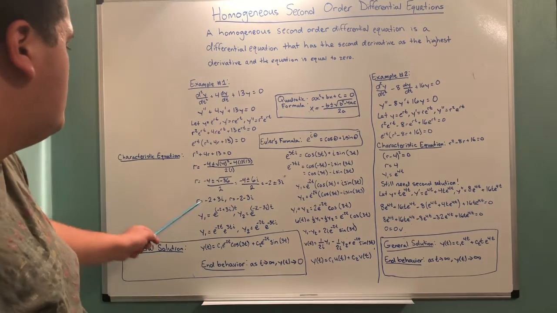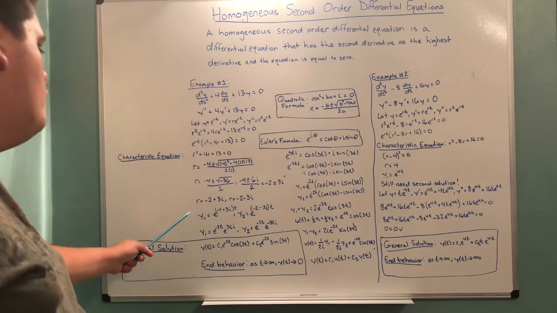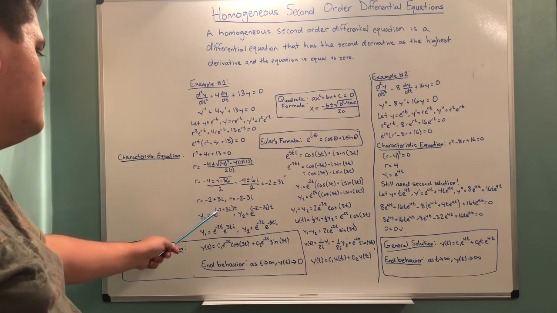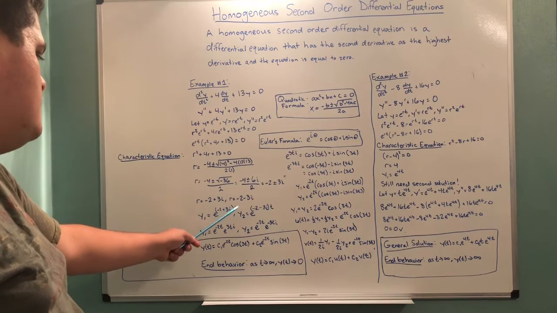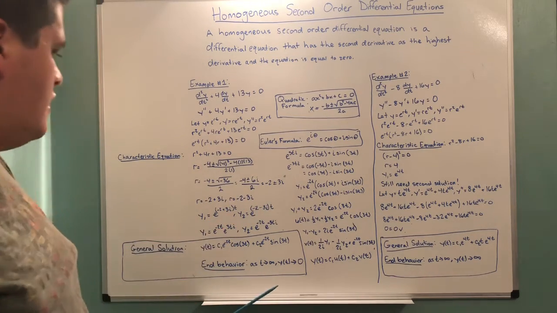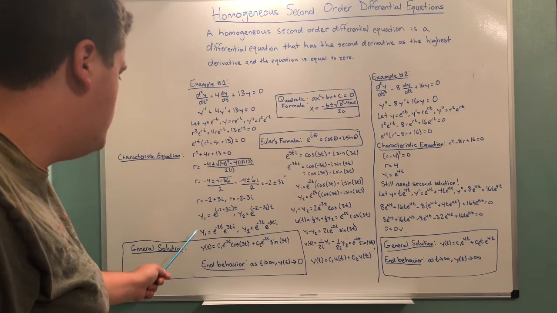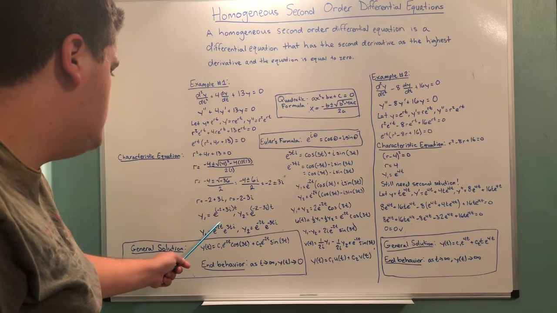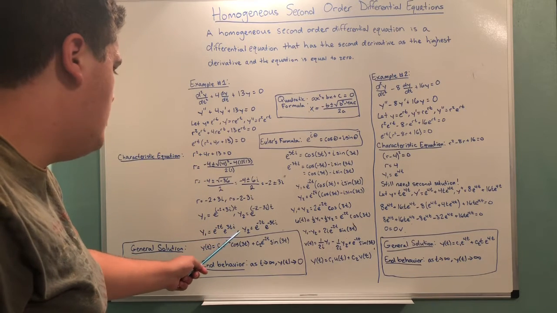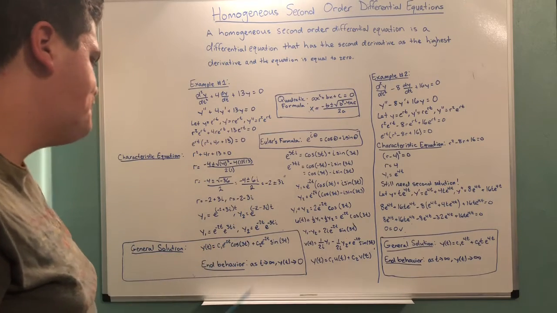So now our r was in here, e to the rt, so now our y1 is equal to e to this r value times t, and our y2 is equal to e to this r value times t. Now we can distribute the t, and now we get y1 is equal to e to the minus 2t, e to the 3ti, and y2 is equal to e to the minus 2t, e to the minus 3ti.